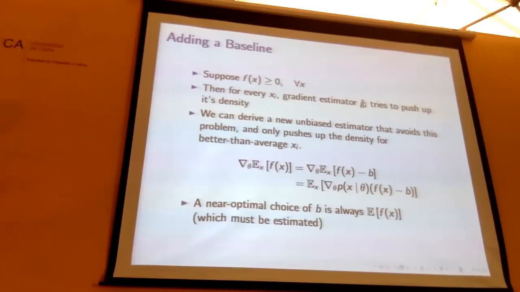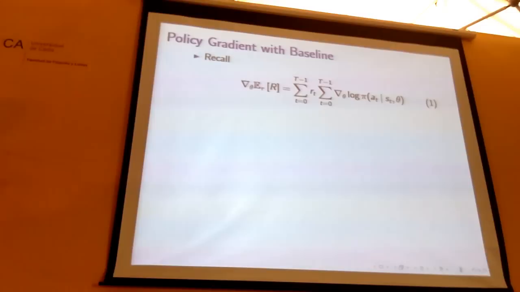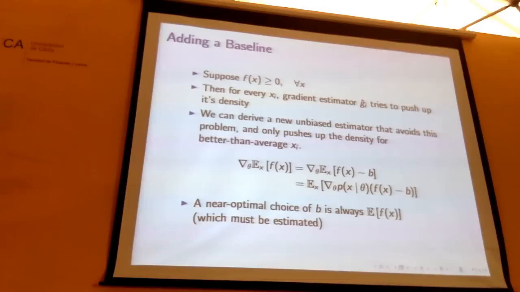Note that we have to estimate b from samples, though. So we don't know b a priori. If you collect a bunch of samples and then use those samples to estimate b, and then plug that b into the gradient estimator, there's going to be a little bias induced. But that's not a big deal. Okay, so that's how you can apply this idea of a baseline in the setting of score function gradient estimation.